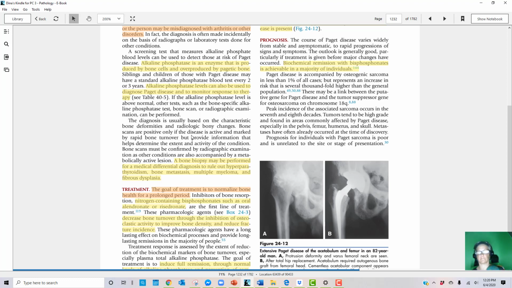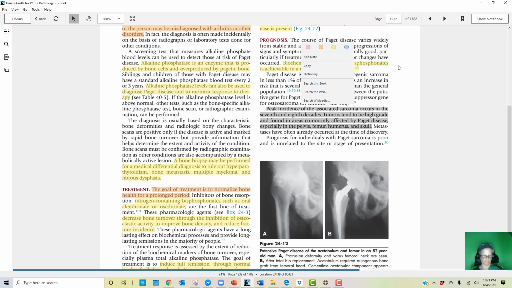There may be a link between the putative gene for Paget disease and the tumor suppressor gene for osteosarcoma on chromosome 18q. The peak incidence of the associated sarcoma occurs in the 7th and 8th decades. Tumors tend to be high-grade and found in areas commonly affected by Paget disease, especially in the pelvis, femur, humerus, and skull. Metastases have often already occurred at the time of discovery.